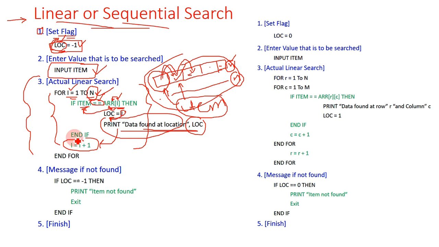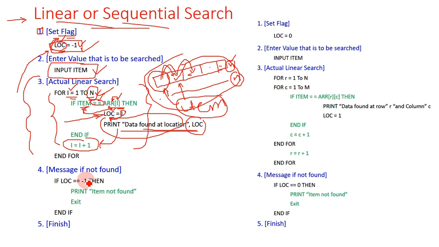Okay, so this is the actual working of the linear search, or sequential search. If we search the whole array and the item doesn't exist, it means that the LOC value is not changed. The LOC value changes only when the item is found. So if the item is not found, the LOC that is assigned -1 is not changed.